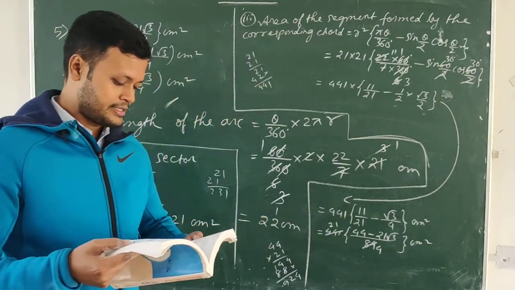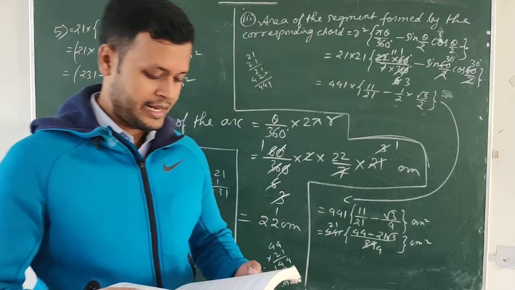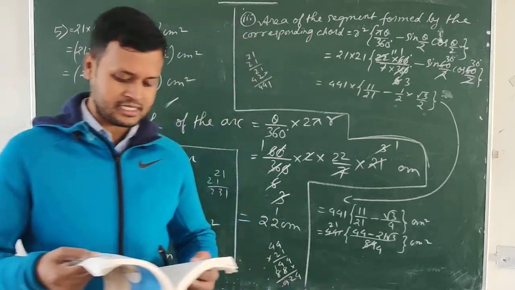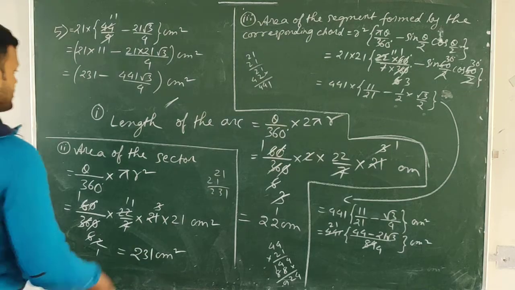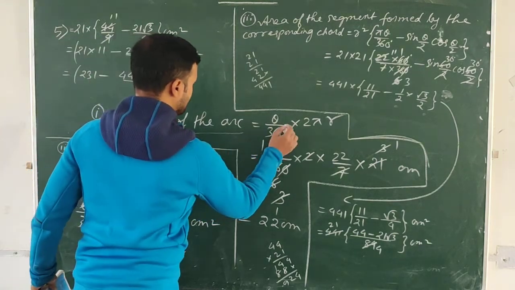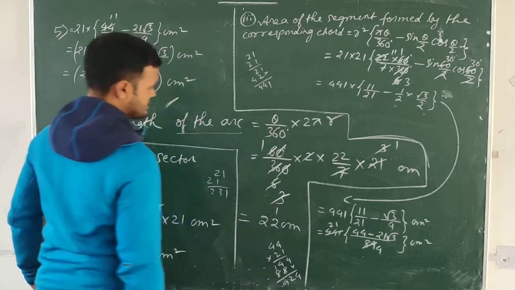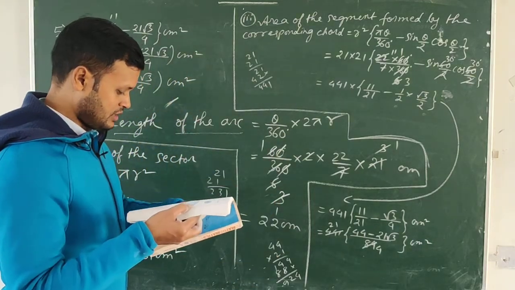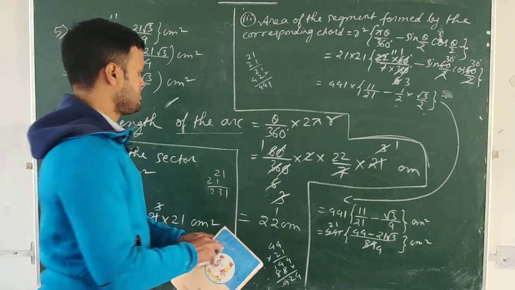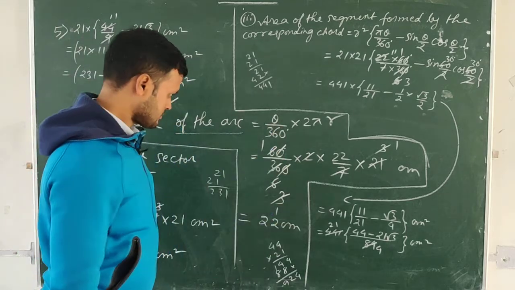In a circle of radius 21 centimeter, an arc subtends an angle of 60 degree at the center. Find the length of the arc. So length of the arc is equal to theta by 360 into 2 pi r, isn't it? So what is the value of theta here? Angle is given to you, that is 60 degree. So in place of theta you will just put 60 degree.